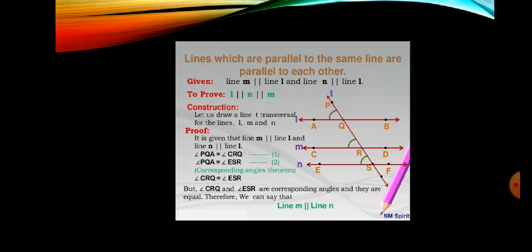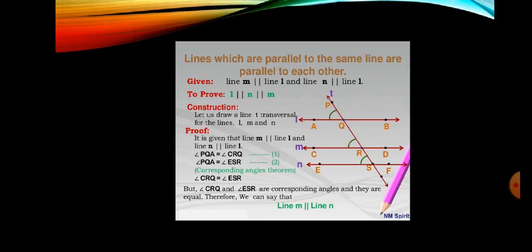Now, next is: lines which are parallel to the same line are parallel to each other. It means when we take two lines parallel to a third line, they are also parallel to each other. Now our given part is line M is parallel to line L and line N is also parallel to L. We have to prove that L is parallel to N and N is parallel to M. Before starting the proof of this theorem, we have to construct a transversal line T.